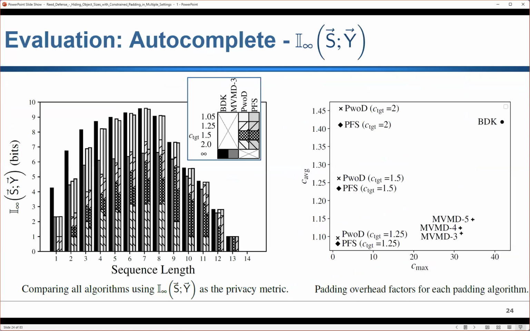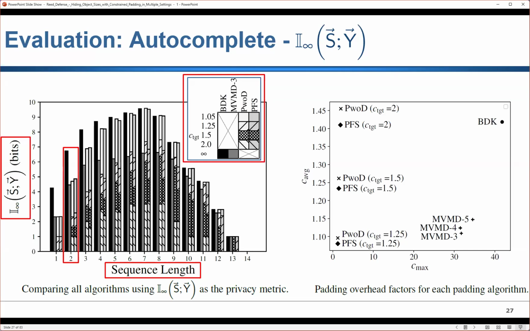And so to evaluate each one of these algorithms for I infinity, what we did was we ran each algorithm to produce a padding scheme, and then applied the padding scheme to the entire data set and calculated the resultant I infinity for progressively longer sequences in the data set. So as the sequence length increases, we have these cluster of results here, where from left to right, each bar represents BDK and then MVMD.